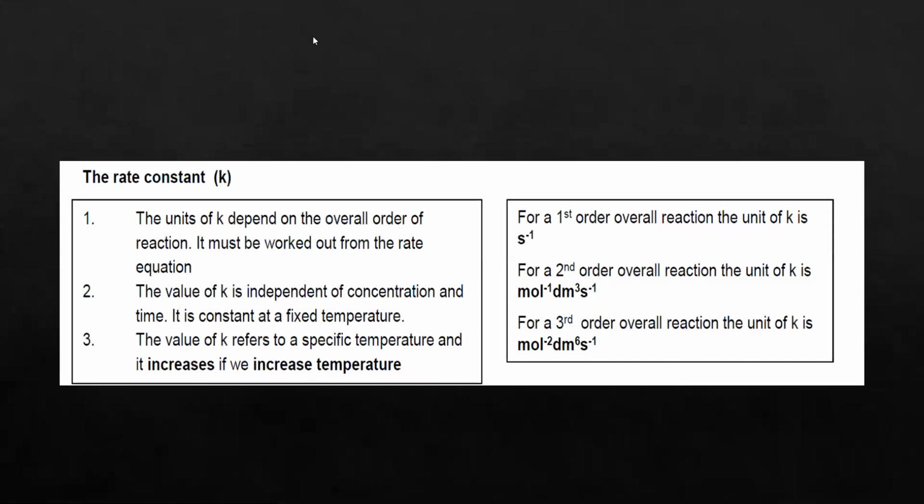The rate constant, as we discussed, can have different units depending on the question. For example, if it's a zero order reaction, rate is equal to K times the concentration of reactant raised to power 0. Anything raised to power 0 is 1, so in this case the rate is equal to K. So the unit of the rate is the same as the unit of K.